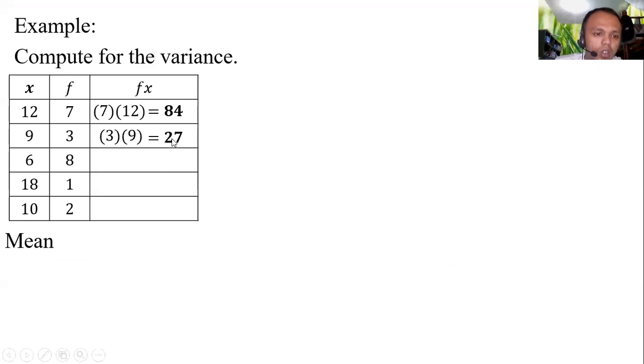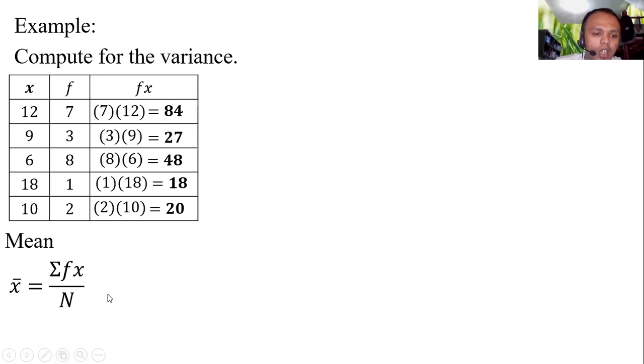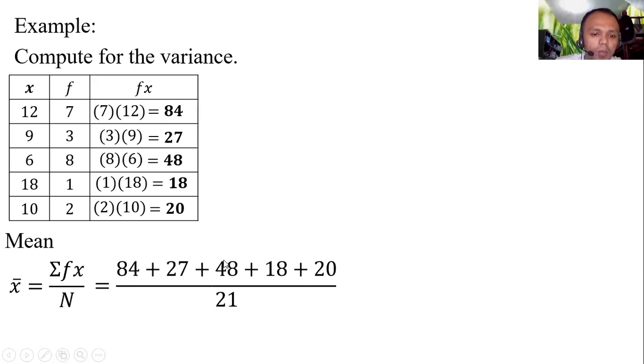Okay, 3 times 9 is 27. 8 times 6 is 48. 1 times 18 is equal to 18. 2 times 10 is 20. Then add natin lahat, 84 plus 27 plus 48 plus 18 plus 20. That would be equal to 197 divided by the total number of frequency, which is 21. 197 divided by 21 is equal to 9.4.